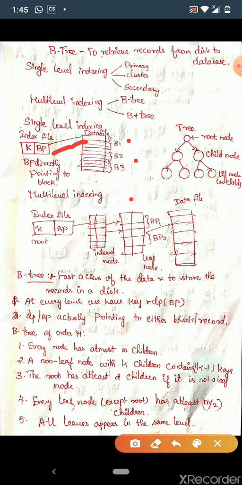Multi-level indexing also consists of an index file with keys and block pointer. The block pointer is not directly connected to the data file; in between it has different levels like internal node and leaf node. So if you want to retrieve data from the data file, the leaf node is connected to the internal node, then it will come to the block pointer. Here it consists of different levels, so you call this multi-level indexing.